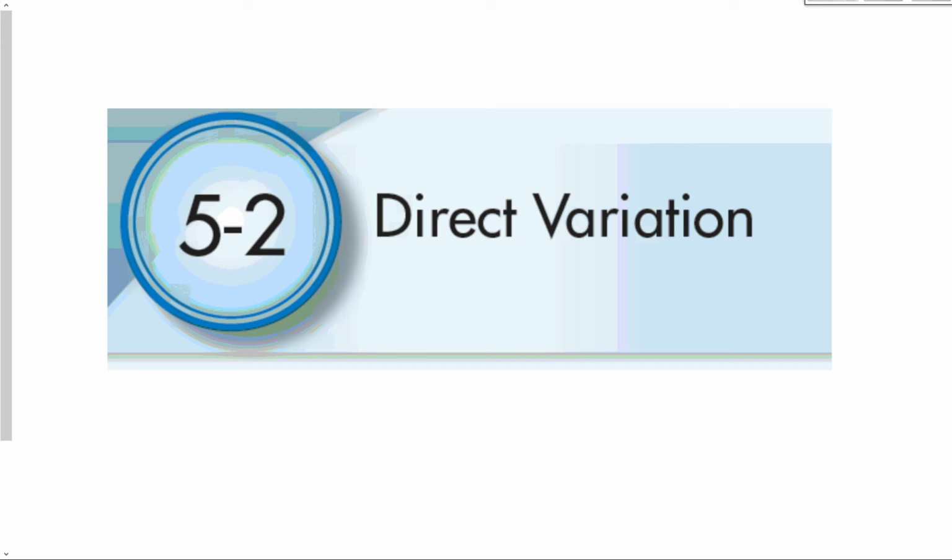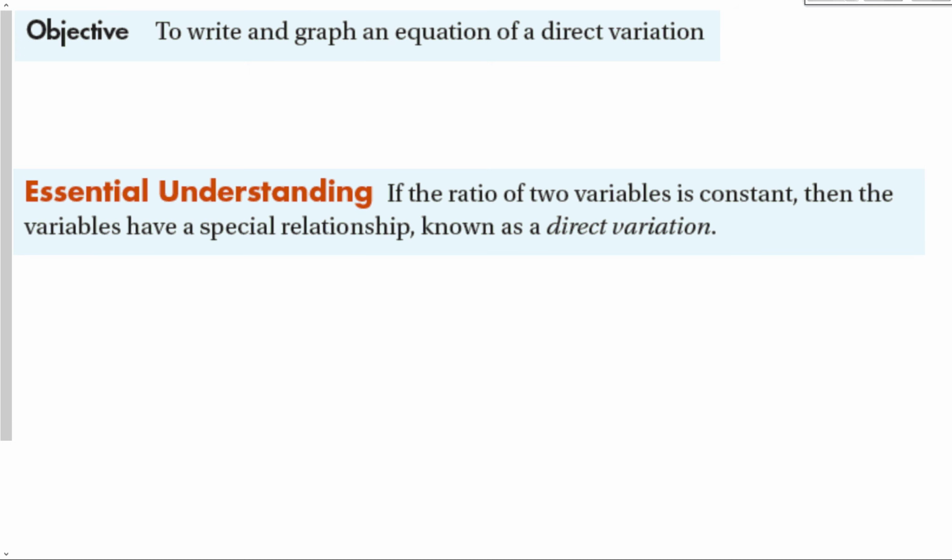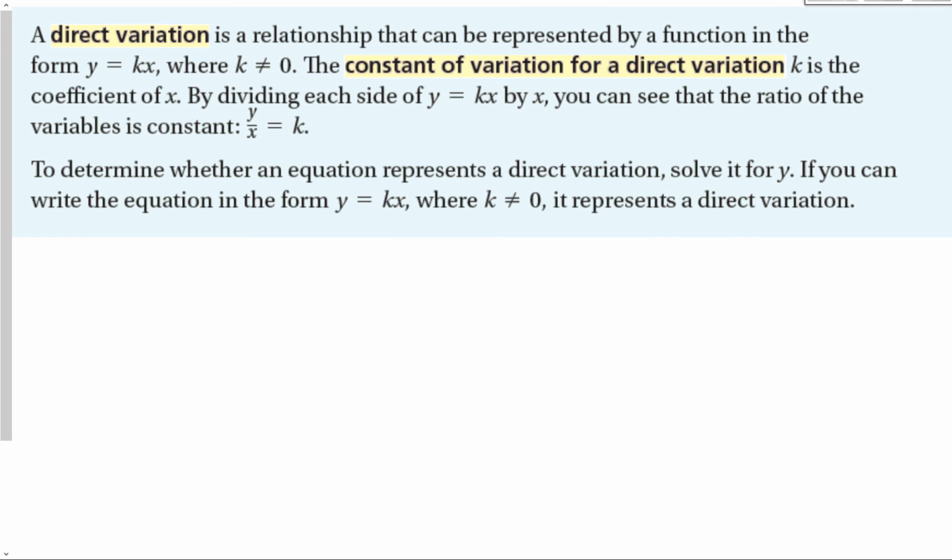5-2, direct variation. So our objective for this section is to write and graph an equation of a direct variation. And our essential understanding is that if the ratio of two variables is constant, then the variables have a special relationship known as direct variation.